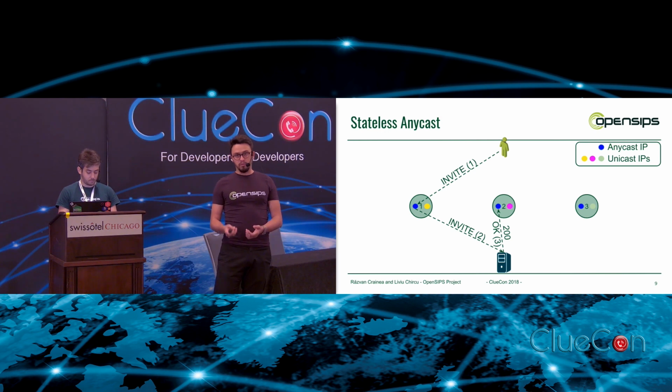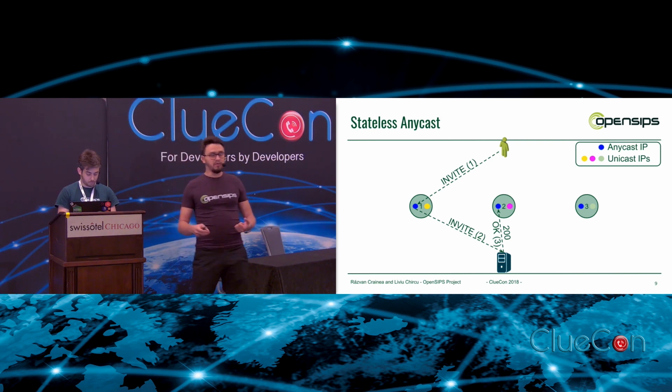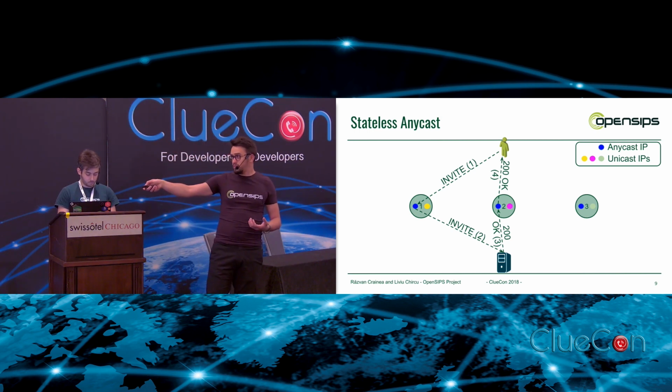Now we have a problem. Why? Because we don't really know how this guy can find this guy. But in a stateless mode, where you have all the routing information inside the SIP message, so you have all the routing information inside the 200 OK, this is very simple. You just take that information from the node and send it back to the client. Similarly, the ACK will go here.